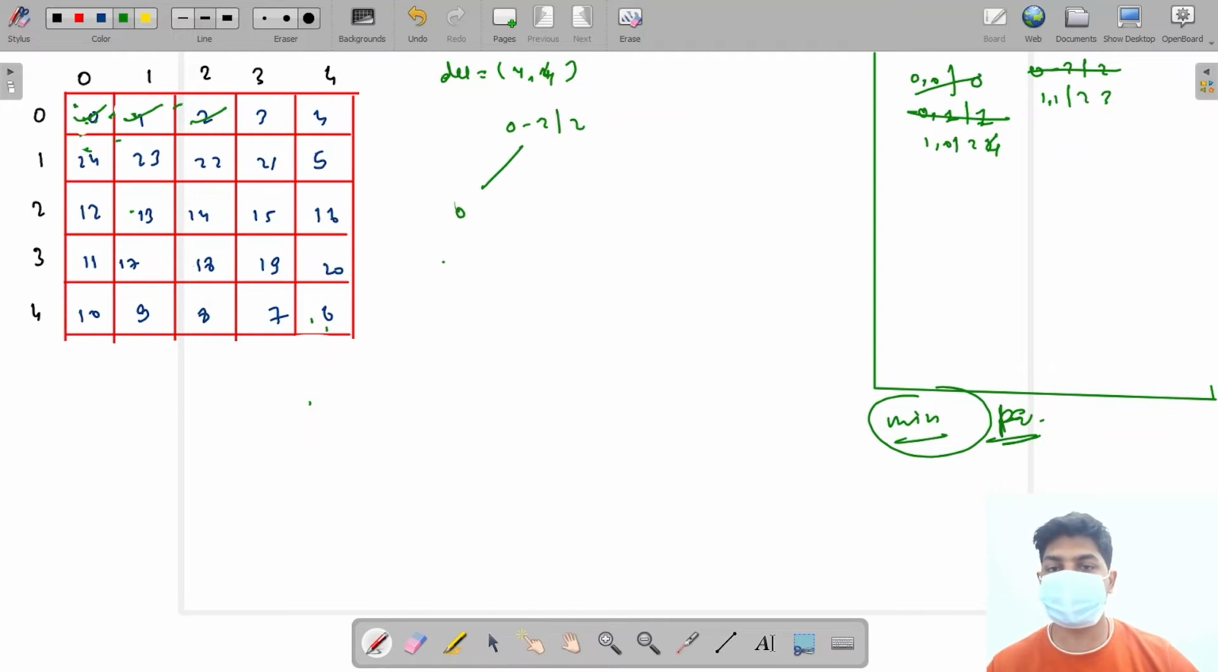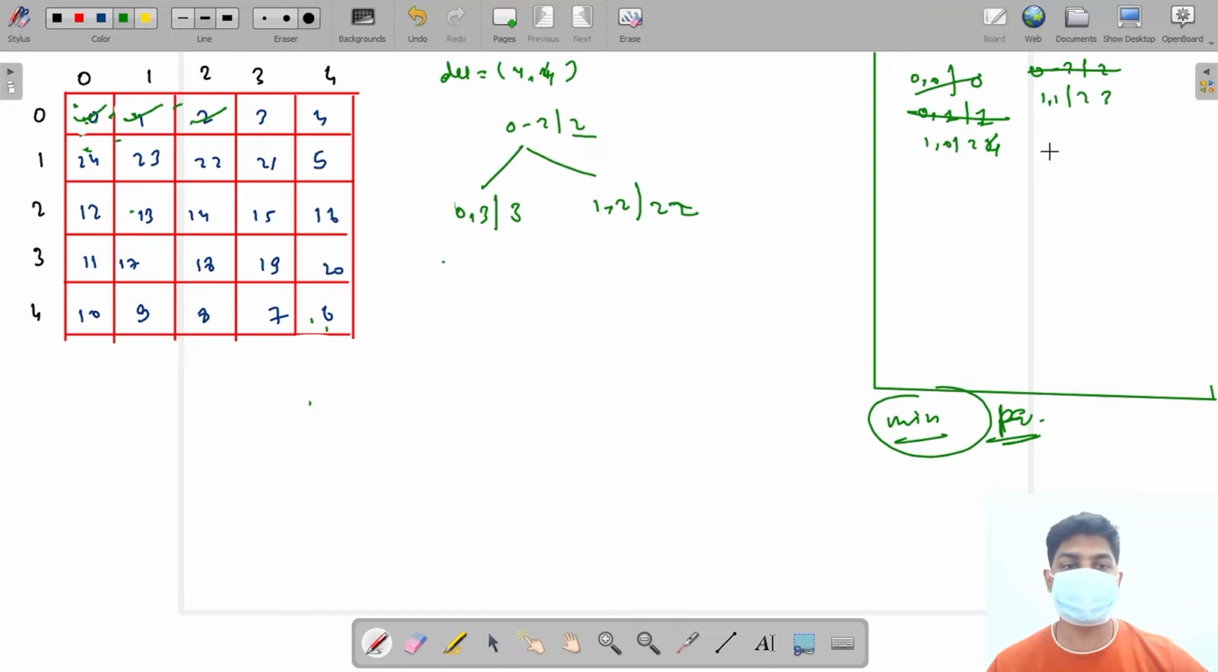From 0 comma 2, we can go to 0 comma 3. We are at height 2, this is at height 3, so we'll have to wait for 3 units of time. And from 0 comma 2 we can go to 1 comma 2 also. We are at height 2 and this is at height 22, so we will have to wait for 22 units of time.